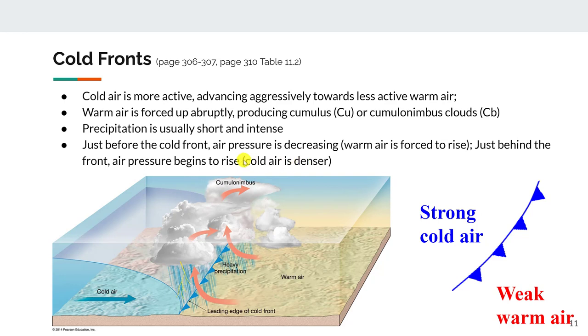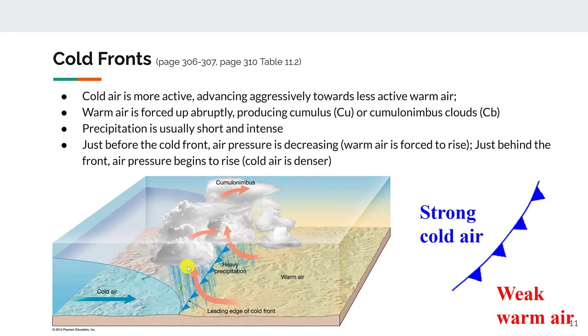As the name tells, cold front means cold air is very, very strong. Cold air mass is very strong, so you can see they push against the warm air mass, and it retreats back. Then warm air mass is forced up, almost vertically. I want you to pay attention to this word, forced up abruptly. So they're rising up almost vertically. That produces this cumulonimbus cloud, this tower cloud, very tall cloud. And precipitation is usually very short and intense.